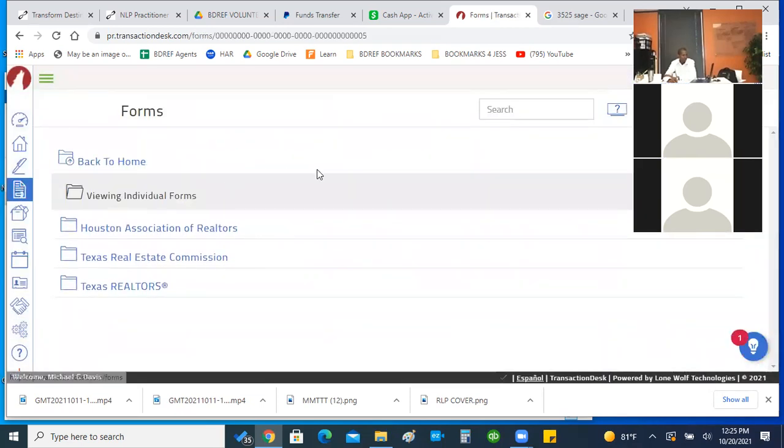And the one we're gonna be looking at today is the condominium contract. So now, pop quiz. Condominium contract, is that a HAR form, a TREC form, or Texas Realtors form? What kind of form is it?